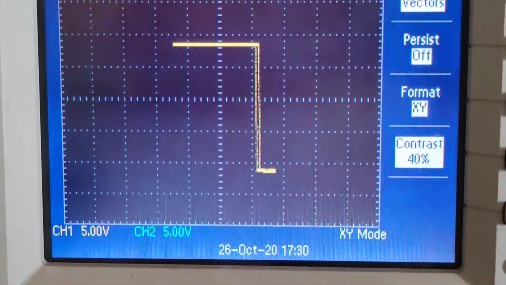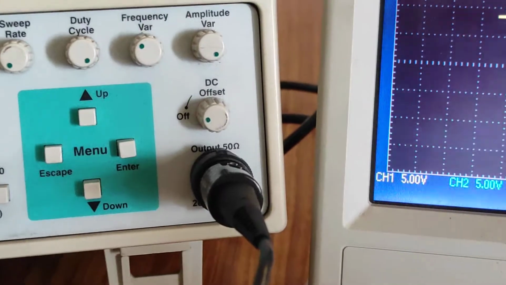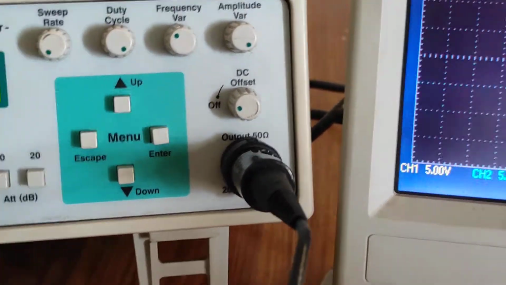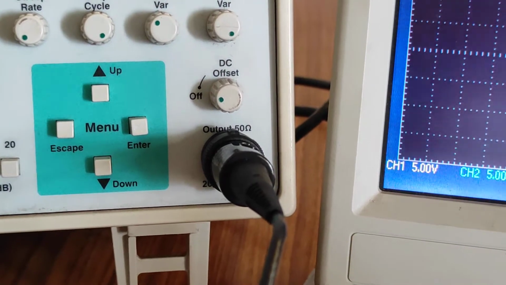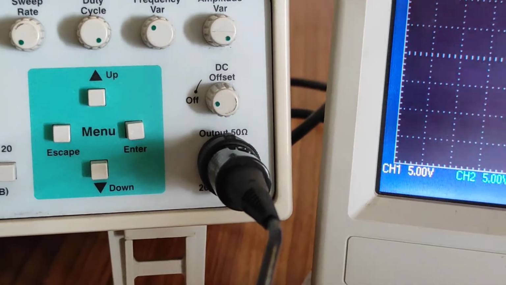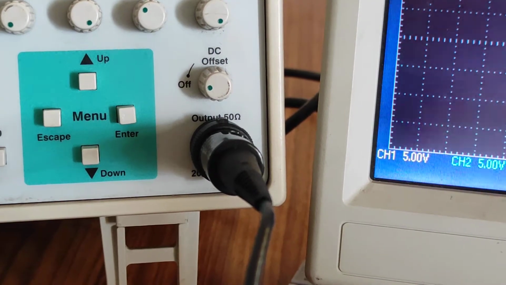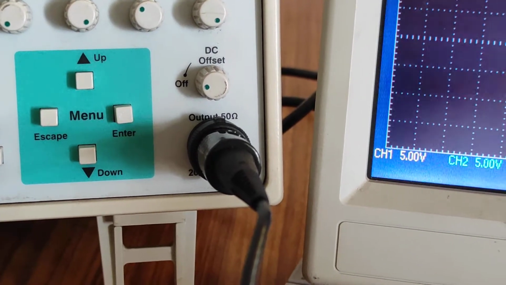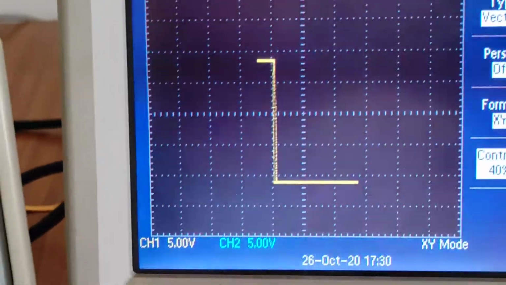Now, suppose I am changing the reference point. I am not giving this input from the positive supply. Suppose I am giving it to negative volt. Now it will change. See, I am grounding this one and giving a negative voltage from here. Now, this has changed the curve.